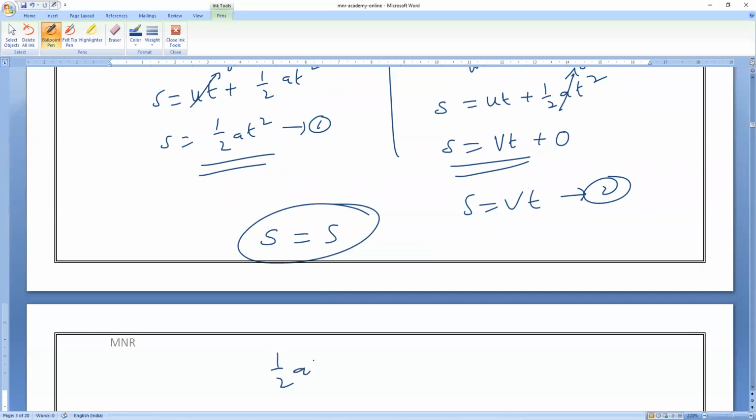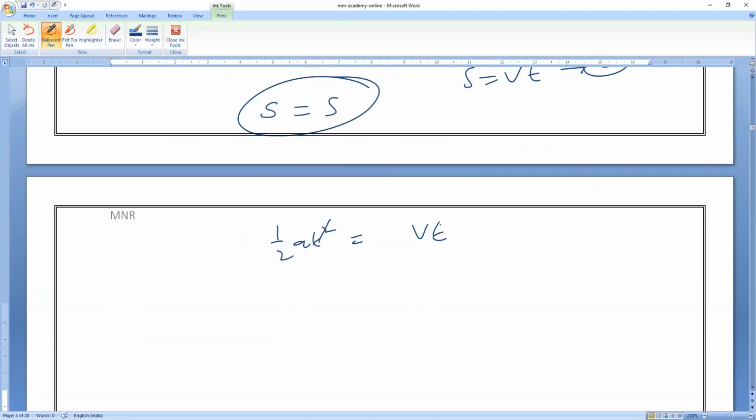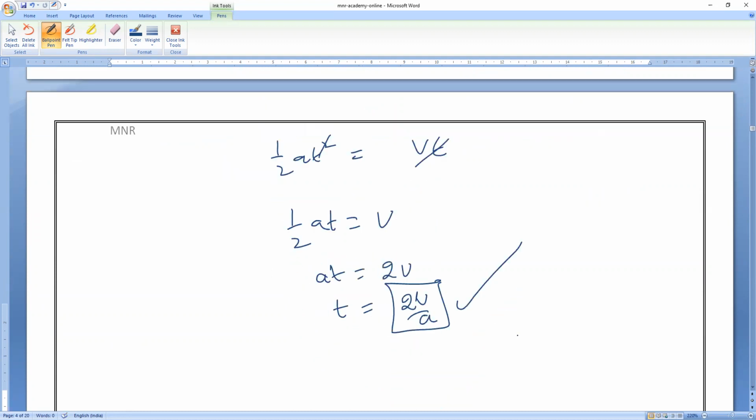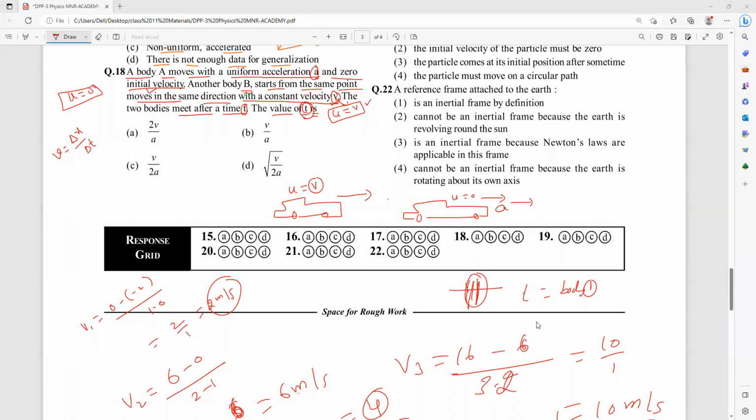So half a t square equals V t. Now t will get cancelled from both sides, so half a t equals V. Now the 2 comes to this side, so a t equals 2V, and t equals 2V by a. We can verify the options. The matching option is option A, 2V by a.